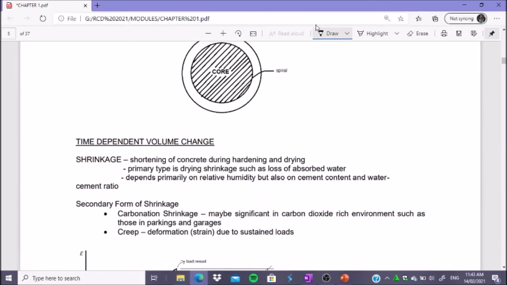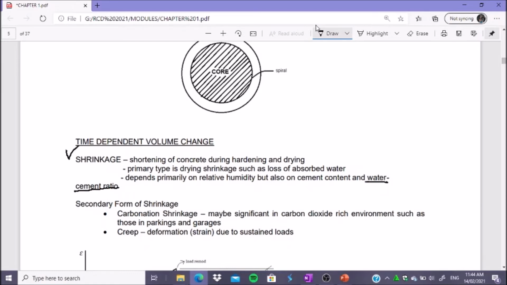Okay. Now, these are the other changes in behavior of concrete. So we have shrinkage. This is shortening of concrete during hardening or drying. Primary type is drying shrinkage, such as loss of absorbed water, and depends primarily on relative humidity, but also on cement content and water cement ratio. Again, andito na naman yung word na water cement ratio. Okay, isa malaking issue sa atin yan, sa reinforced concrete.